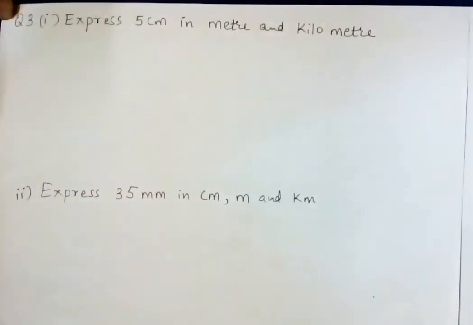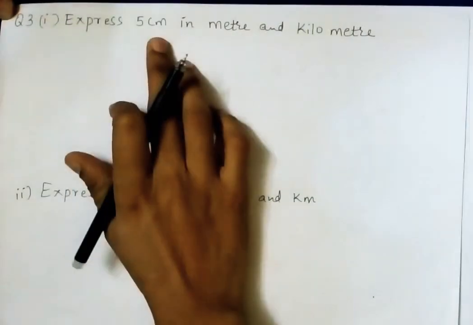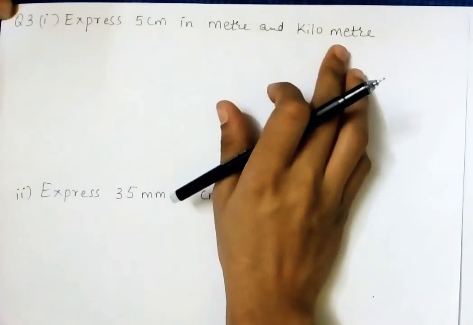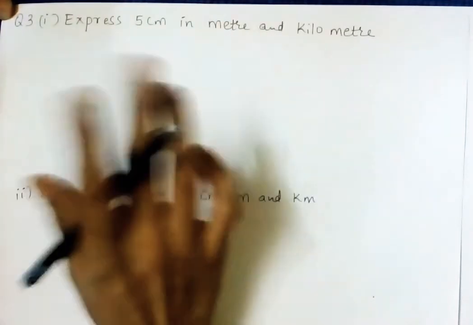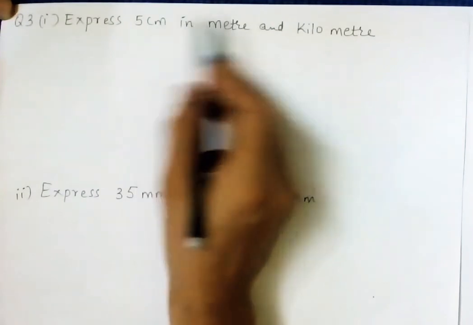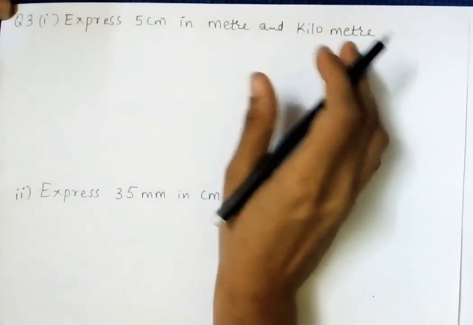So what you need to do is convert this 5 centimeter in meter and then again 5 centimeter in kilometer. So you will get two answers. First you will convert this centimeter to meter, and then you will convert this centimeter to kilometer.